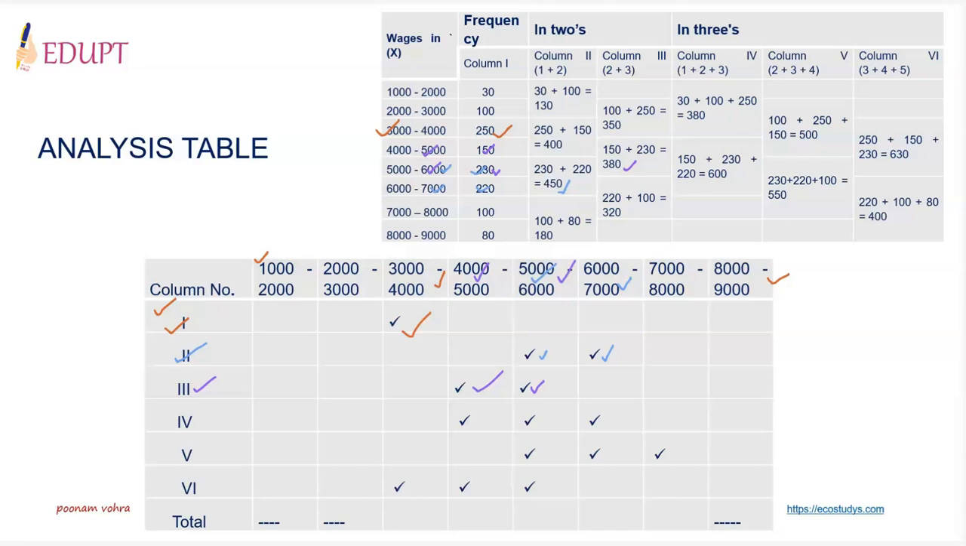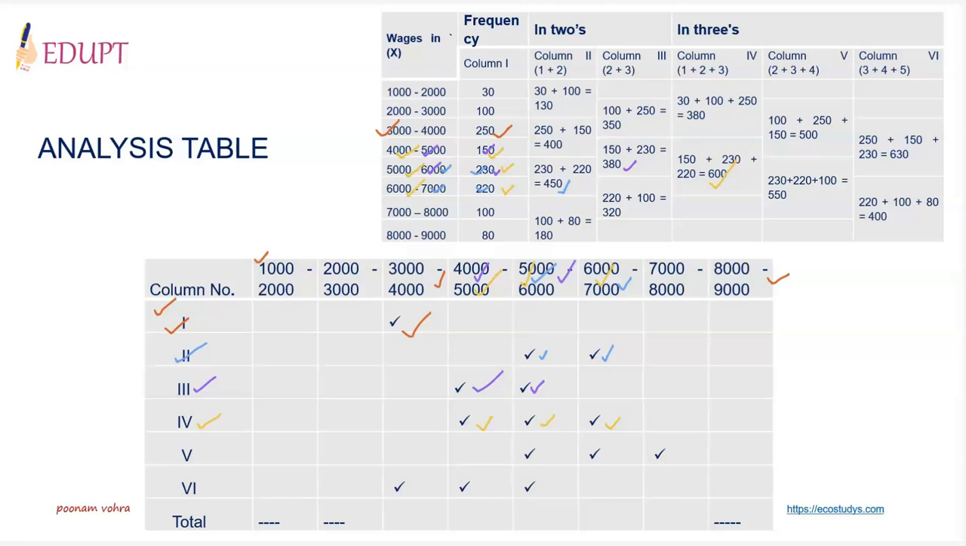Now let's look at column 4. Here the highest frequency is 600, which is a combination of 150, 230 and 220. Hence, correspondingly, the class intervals are 4000 to 5000, 5000 to 6000 and 6000 to 7000. Accordingly, for column 4, we shall put a tick mark against class interval 4000 to 5000, a tick mark against class interval 5000 to 6000 and a tick mark against 6000 to 7000.